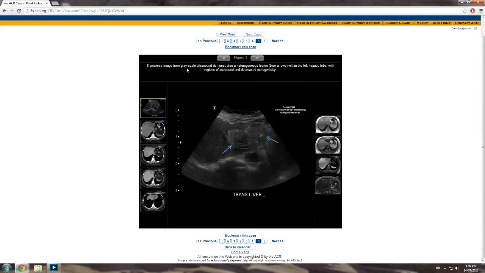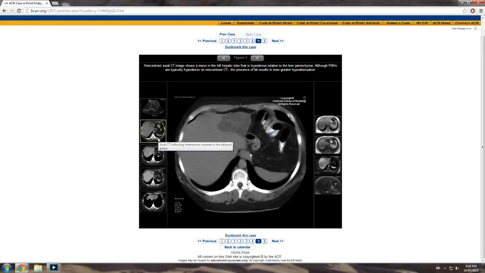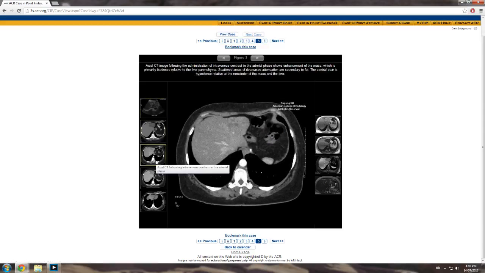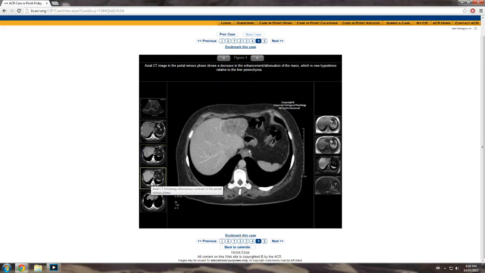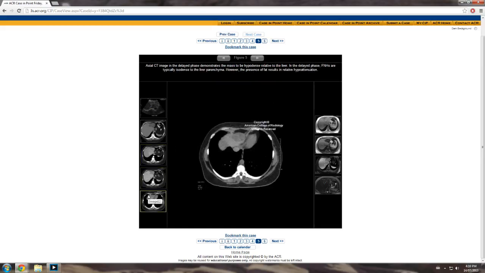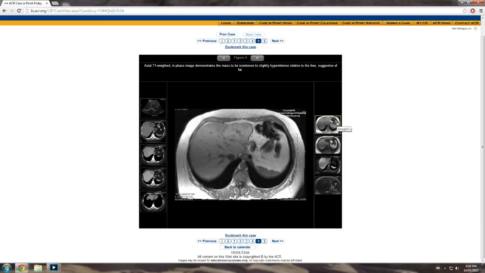So the transverse image from the grayscale ultrasound demonstrates a heterogeneous lesion, like I described earlier. And then the rest of the CT characteristics we went through in the questions. Hypodense. Kind of isodense now with arterial enhancement. Hypodense. And again, hypodense relative to liver on the late phase. Isointense on this, maybe a little hyperintense on this T1.